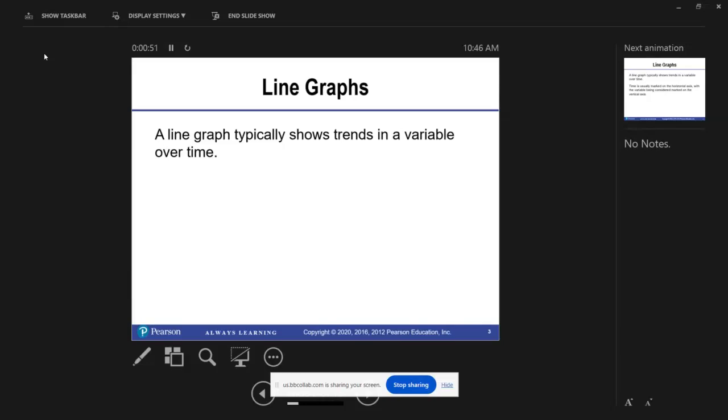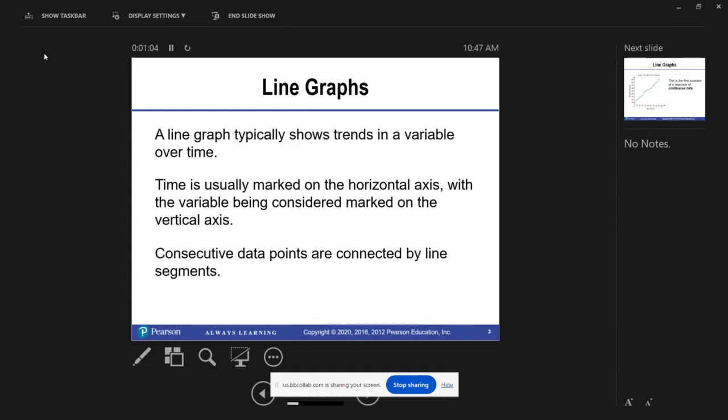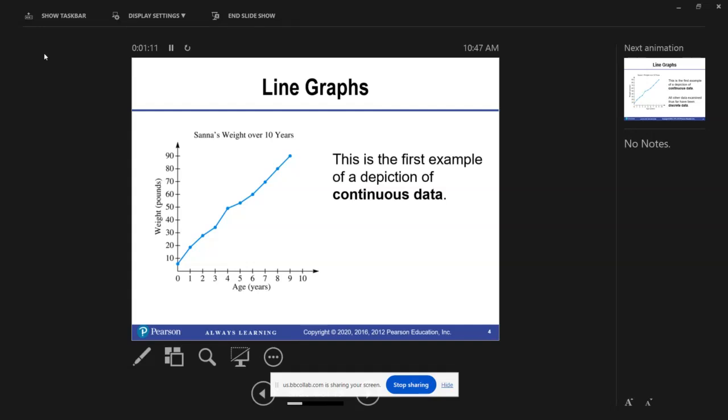Okay, with line graphs, they typically show trends in a variable over time. So time is usually marked on your horizontal axis, with the variable being considered marked on the vertical axis. Consecutive data points are connected by line segments. So here's an example of a line graph.